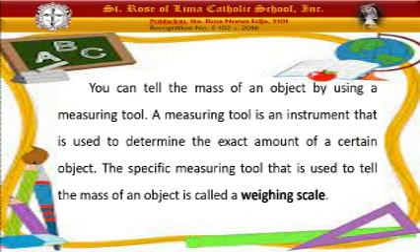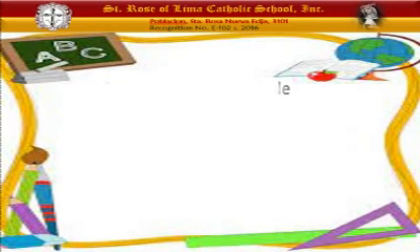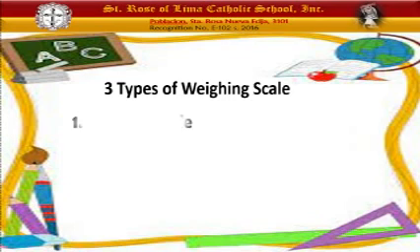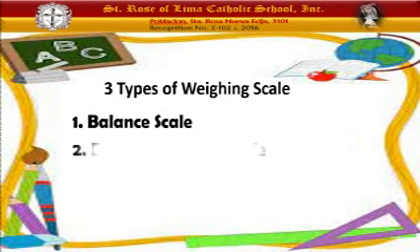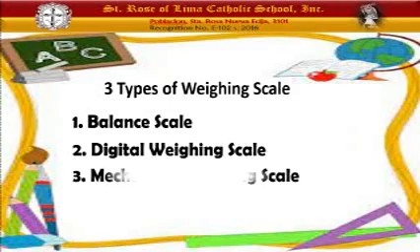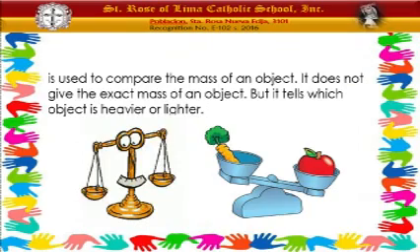You can tell the mass of an object by using a measuring tool. A measuring tool is an instrument that is used to determine the exact amount of a certain object. The specific measuring tool that is used to tell the mass of an object is called a weighing scale. And we have three types of weighing scale. These are the balance scale, digital weighing scale, and the mechanical weighing scale.